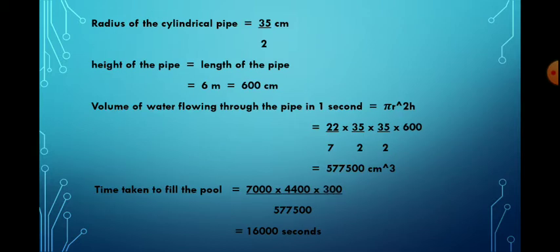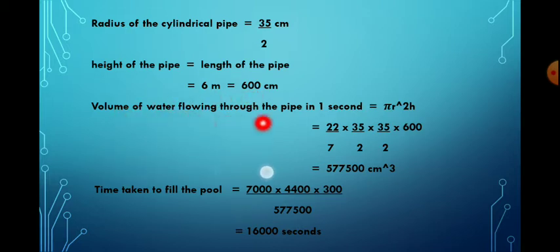Next, radius of the cylindrical pipe is given as 35 by 2 centimeter. The diameter was given as 35 centimeter, so the radius will be 35 by 2. So height of the pipe is equal to length of the pipe, which is equal to 6 meter. So we can again convert this into centimeter. So 6 into 100 is 600 centimeter.